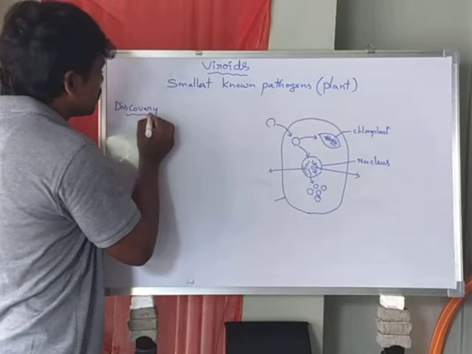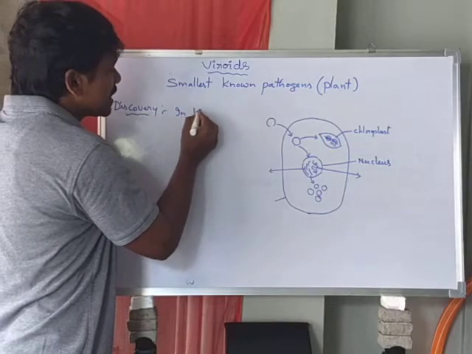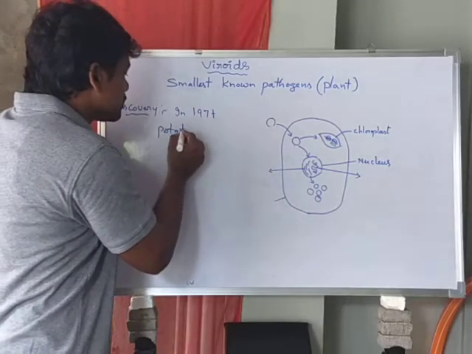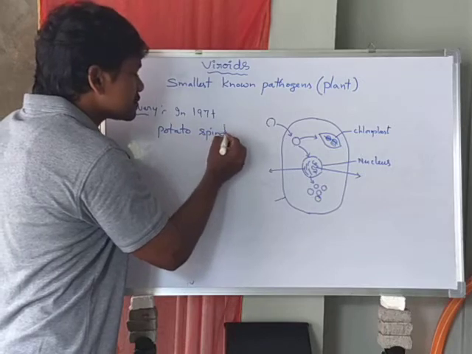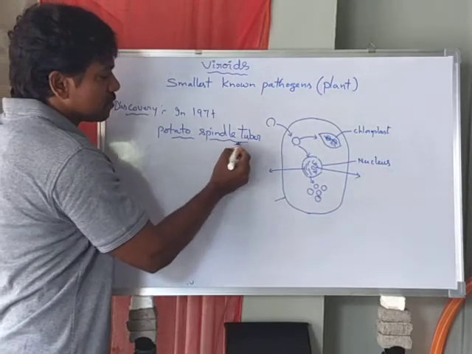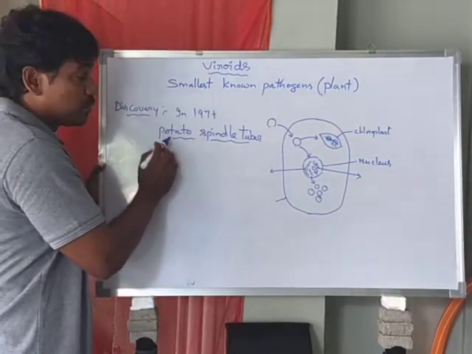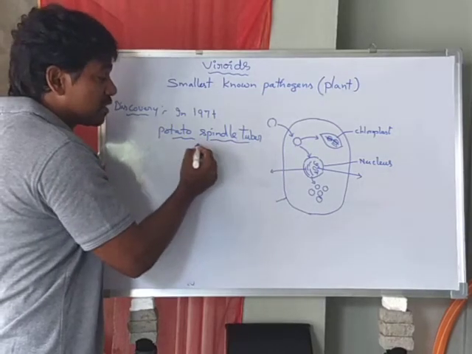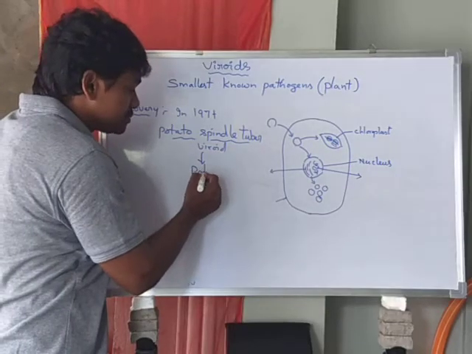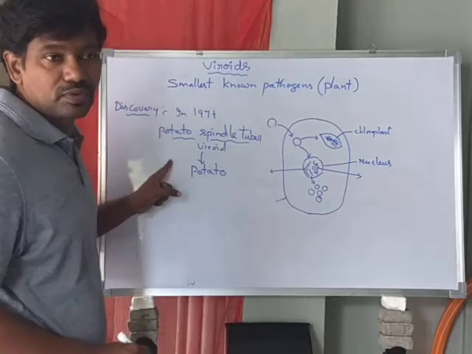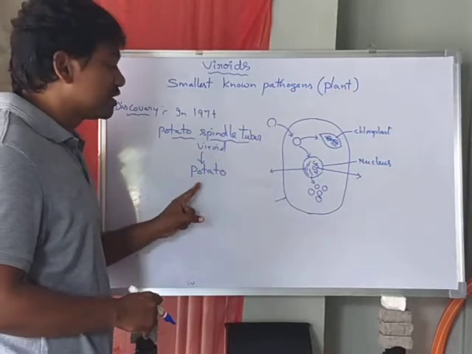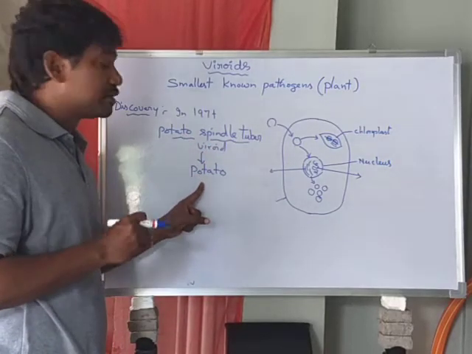Discovery of the viroids. In 1971, the potato spindle tuber viroid was discovered in potato. So this is the discovery of the viroid. The first viroid, potato spindle tuber viroid, was discovered in the infected potato.